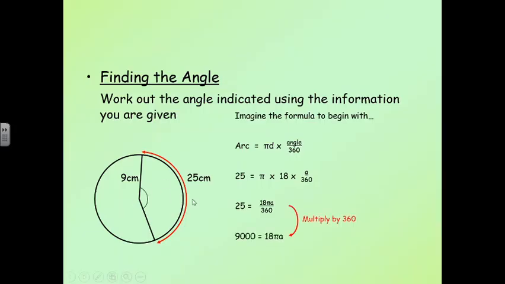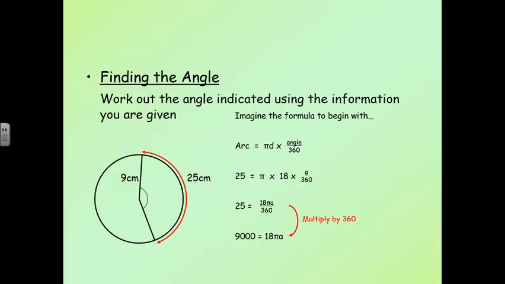Now when I multiply this side by 360, so 25 multiplied by 360, I get 9,000. When I multiply this fraction by 360, I'm making it 360 times bigger, but I'm also dividing it by 360. So those multiply and divides will essentially cancel out to be 1. So I have 9,000 equals 18 pi A.